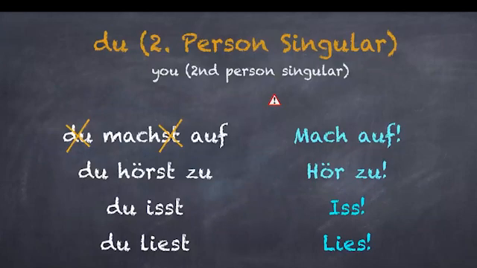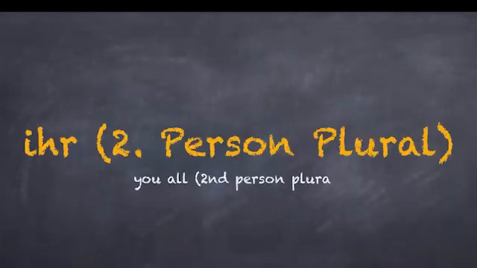As discussed before, while making imperative, we remove du and the ending st from the verbs. In the case of essen and lesen, since they are irregular verbs and their Verbstamm changes in the conjugation, you just remove the t at the end and the du, of course. Hence, du isst changes to iss and du liest changes to lies.